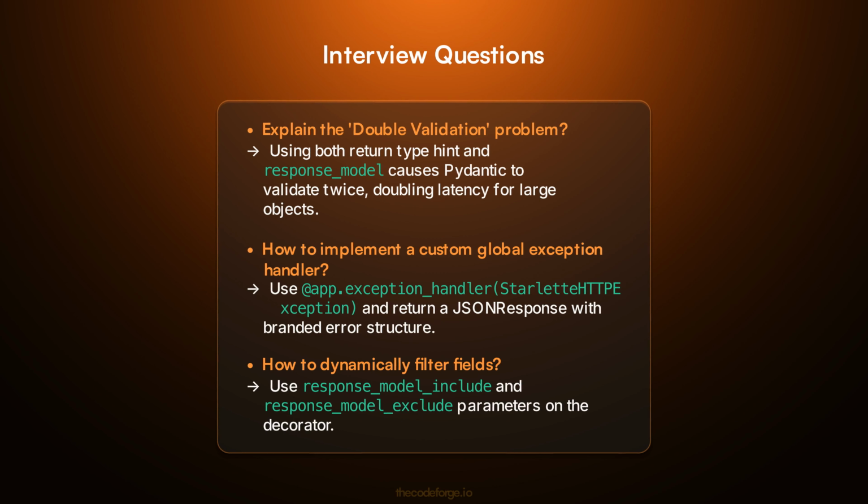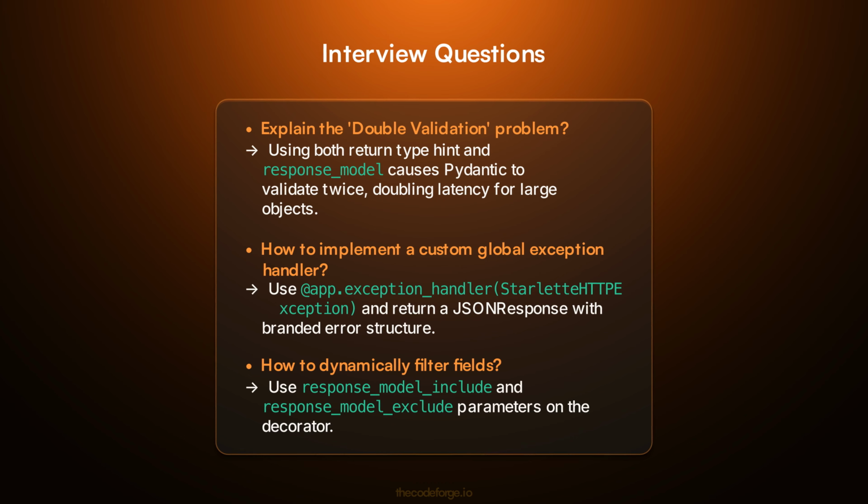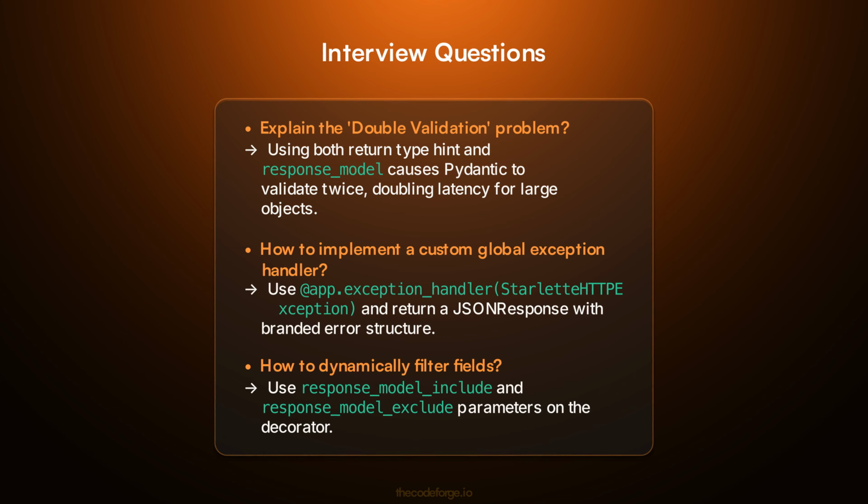Let's run through some common interview questions. Explain the double validation problem. Using both return type hint and response_model causes Pydantic to validate twice, doubling latency for large objects. How to implement a custom global exception handler? Use @app.exception_handler with Starlette HTTPException, and return a JSON response with a branded error structure. How to dynamically filter fields? Use response_model_include and response_model_exclude parameters on the decorator.